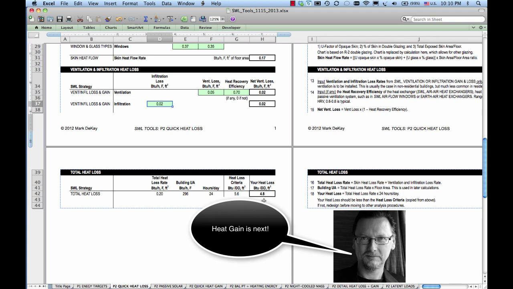Well, in the next video we'll learn how to use Sun, Wind and Light to estimate quickly the rate of heat gain that can be used to size passive cooling systems such as stack ventilation or evaporative cooling. Stay tuned.